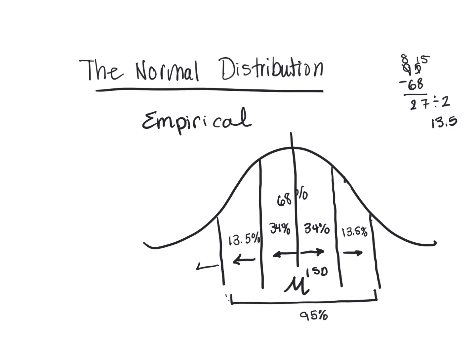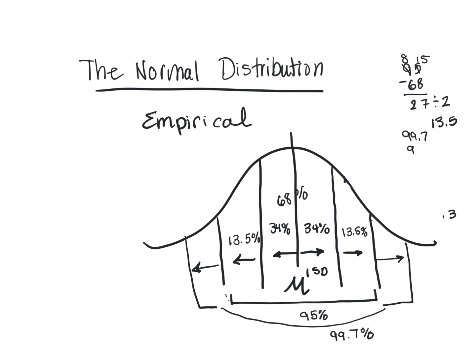All right, and then if you go 3 standard deviations away, according to the empirical rule, you have almost all the data. You have 99.7% of the data. So if we do some math there, that means we have 0.3% of the data outside, right? It also means that if I have 99.7 minus 95, there's 4.7 left over in these little tails. And if I divide that by 2, I'm going to get 2.35. So it's 2.35% here, 2.35% here.